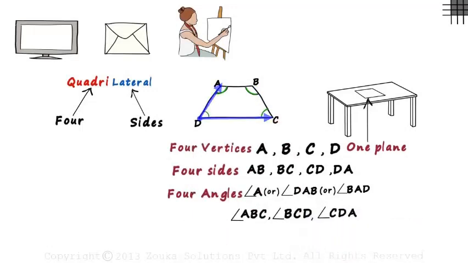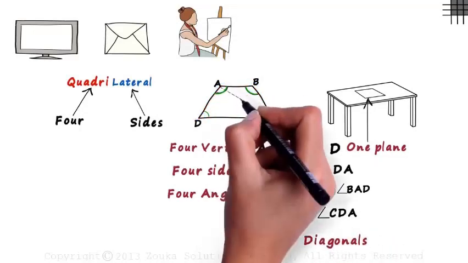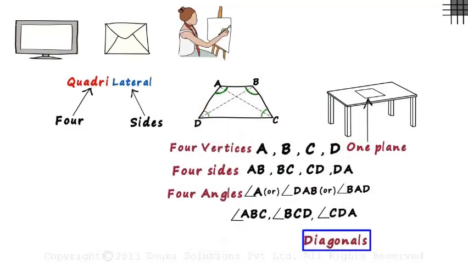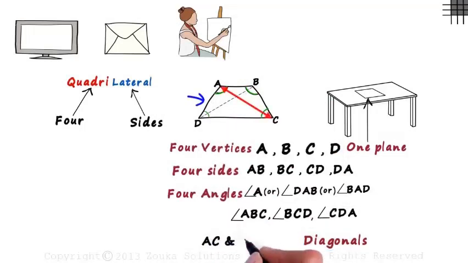And here's the last basic concept you need to know. In this quadrilateral, vertices A and C are opposite to each other, and vertices B and D are opposite to each other. The lines joining the opposite vertices are called the diagonals of the quadrilateral. So these two lines are called the diagonals. In this figure, we can say that AC and BD are the diagonals.